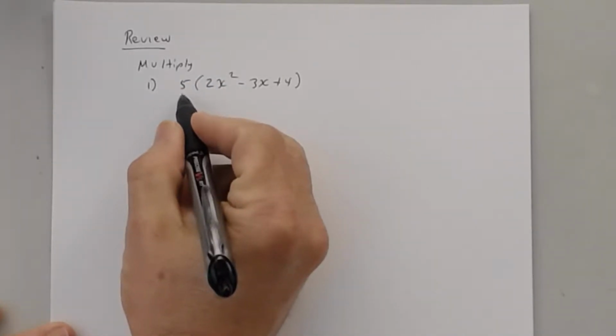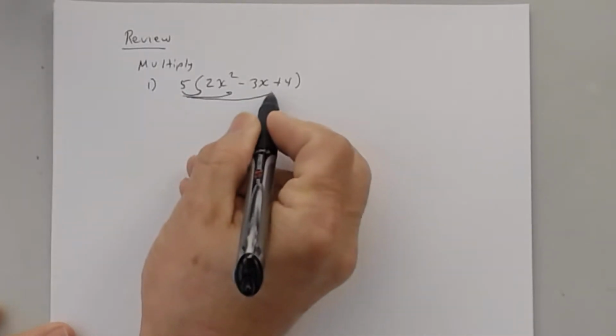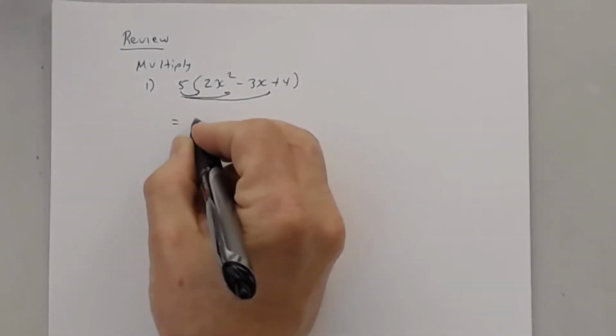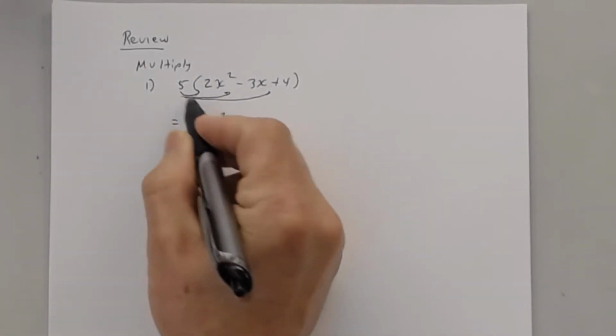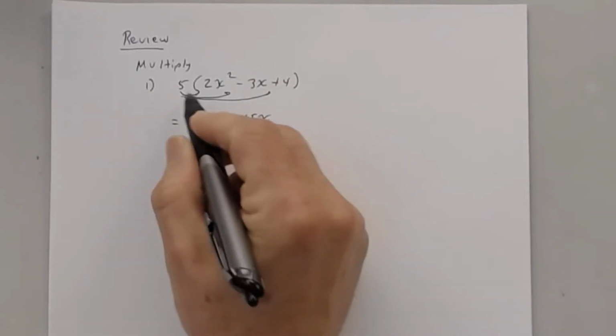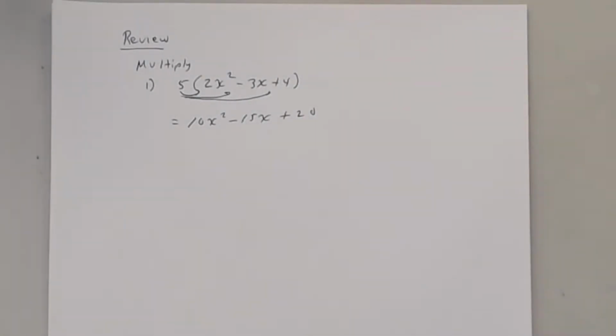So each of those has to be multiplied by what? 5. And so what you did to help you was that you drew some arrows like this. That's what you did. And so what's 5 times 2x squared? 10x squared. What's 5 times a negative 3x? Negative 15x. And what's 5 times 4? 20. All right, that was the easy kind.